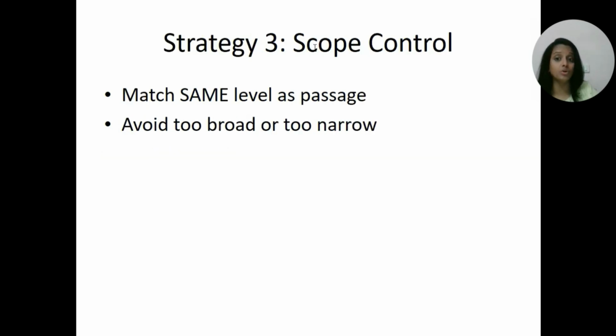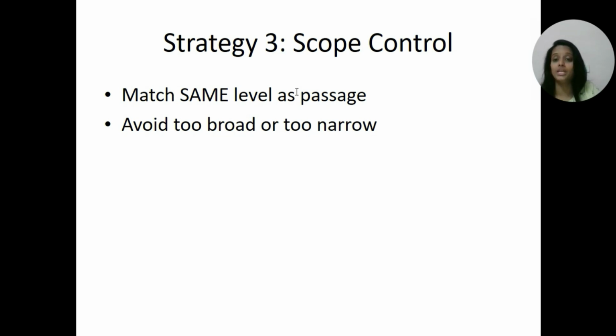The third strategy is scope control. This is very important. Here, most students fail silently. I'll tell you why. When we talk about scope, what do we mean? That means how broad or narrow the idea is. The common trap is when the scope is too broad and covers more than the passage, which sounds very powerful but is incorrect.